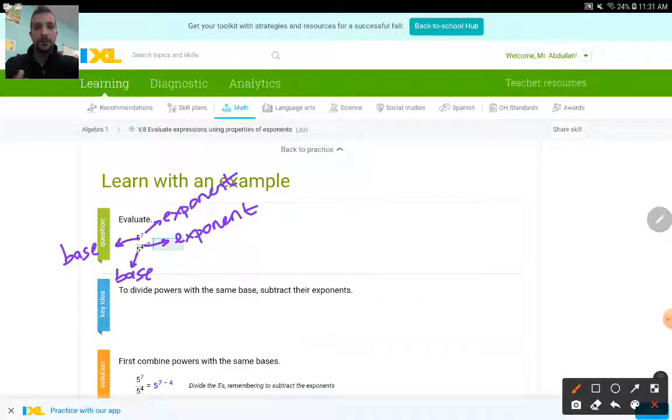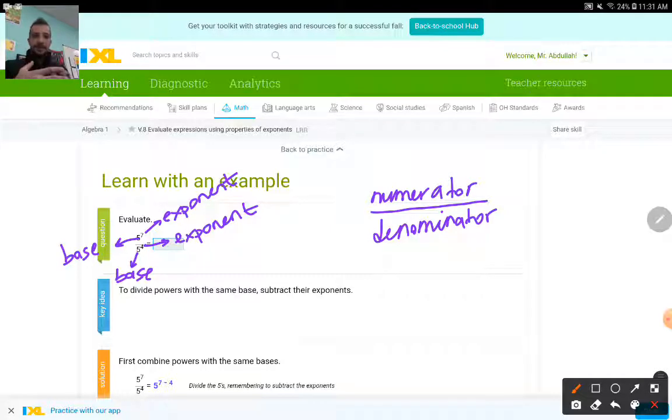When you have a ratio or a fraction, the top is called the numerator. The bottom of the fraction or the ratio is called the denominator. So if the bases are the same, you're going to either add or subtract the exponents. That's the only thing that you're going to do. To divide powers with the same base, we subtract the exponents. To multiply powers with the same base, we add the exponents.